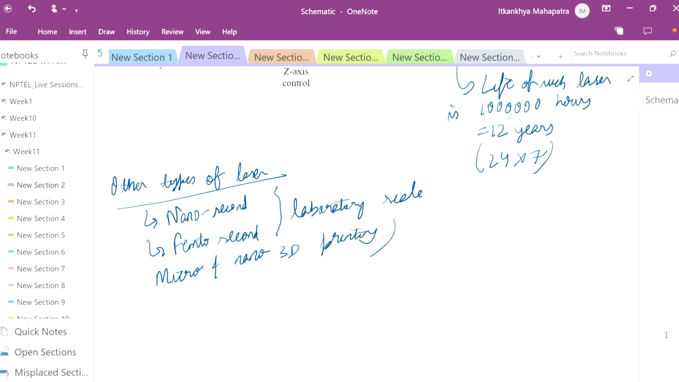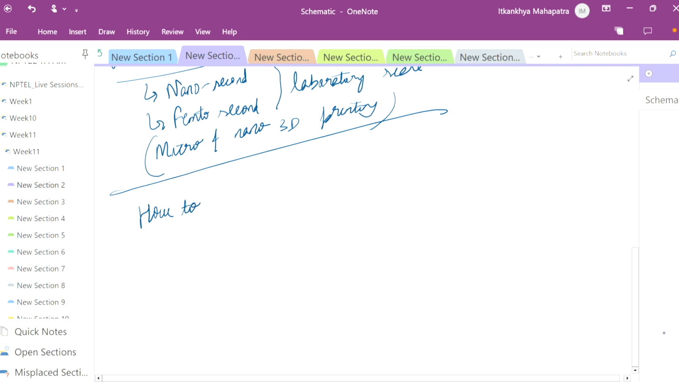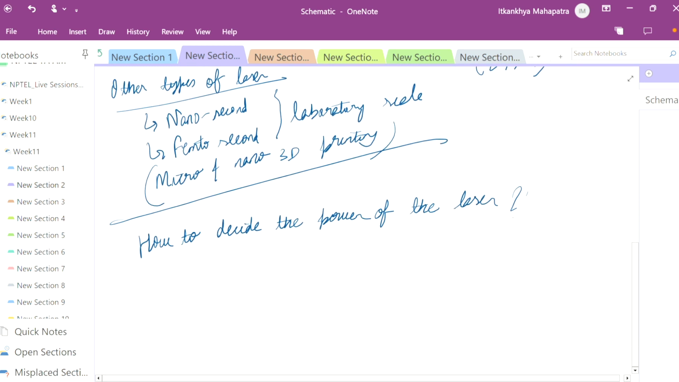Now the next thing is, how do we decide the power of the laser in a 3D printing process? Which parameters are used to decide the power of the laser? So first is our melting point.